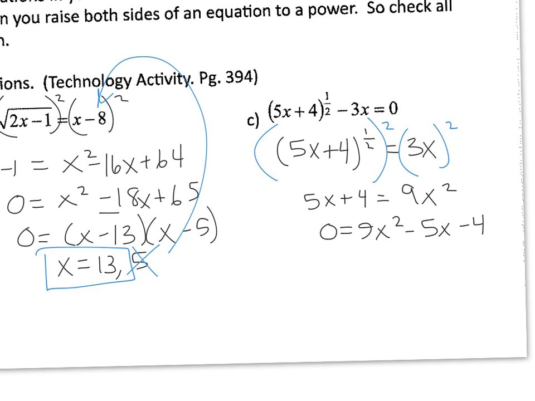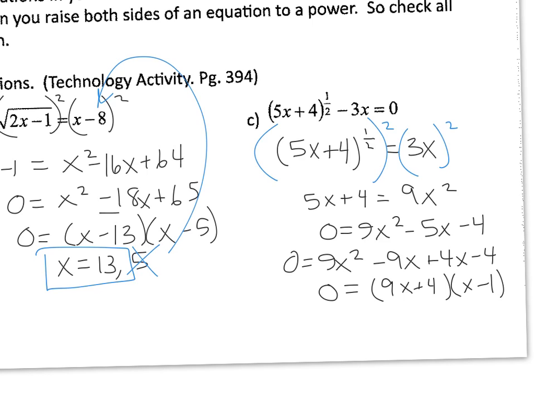So factors of negative 36 that add up to negative 5 are going to be negative 9x and positive 4x. When you factor by grouping, it turns into 9x plus 4 and x minus 1. So use the zero product property, and you get x equals negative 4/9 and x equals 1. When you plug them in, this doesn't work. This is extraneous, and this one works.